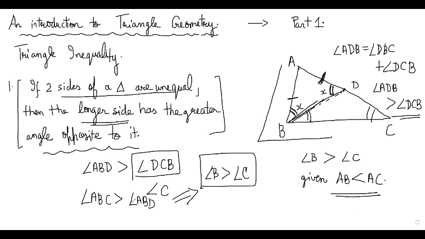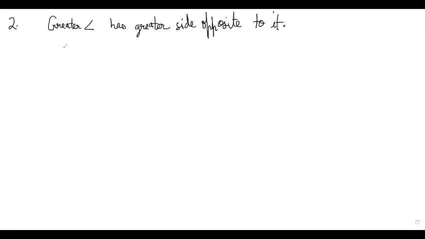The second thing is the converse of this. The converse says that a greater angle has a greater side opposite to it, which is just the opposite of the theorem that we just saw, right? I will not prove it. You can do it yourself.